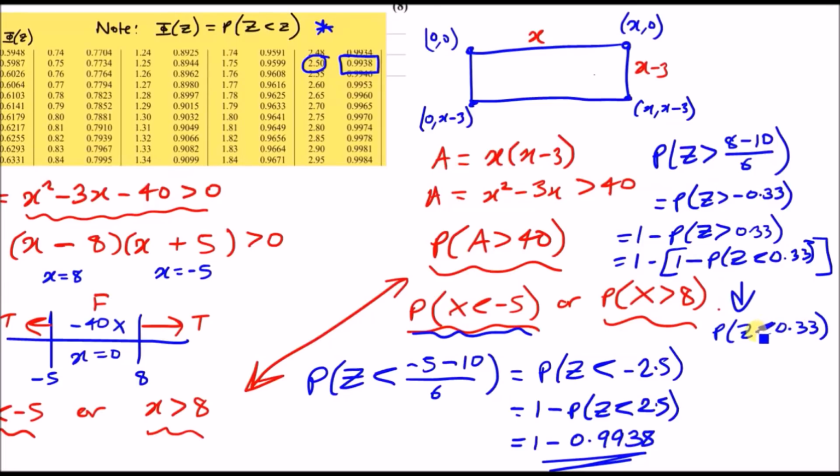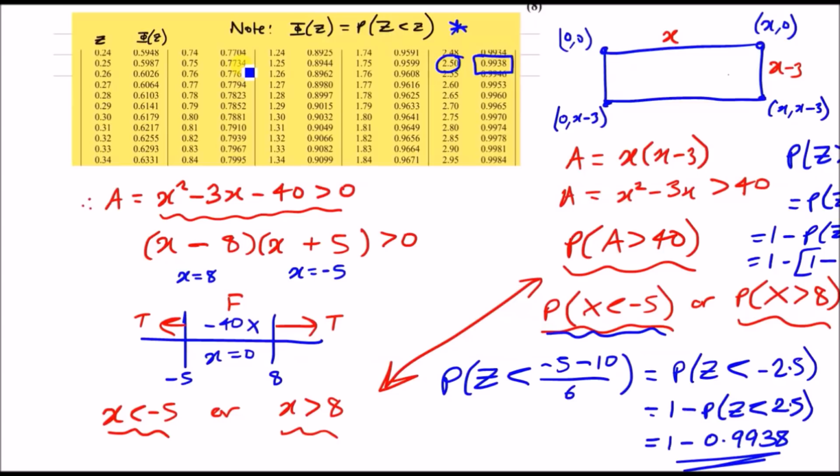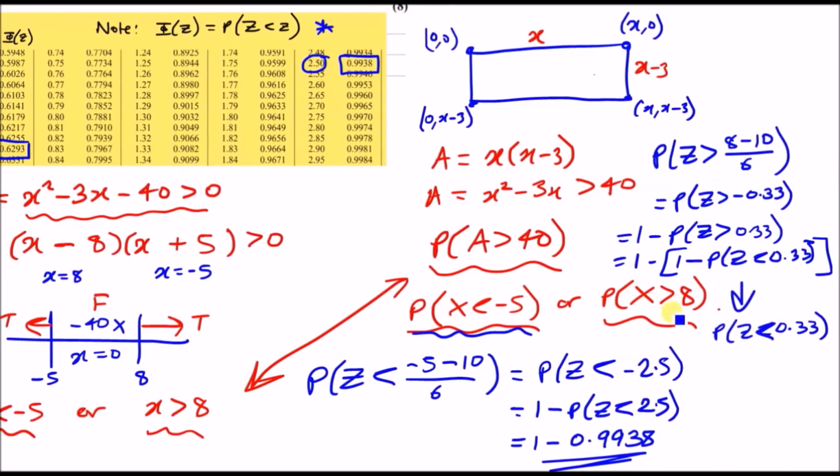That's a less than, yeah? Now, looking at the table for 0.33, because that's what we want, we go into the less than form. Well, 0.33 is over here, meaning its corresponding probability is this one. So it equals 0.6293. And that's it, guys.